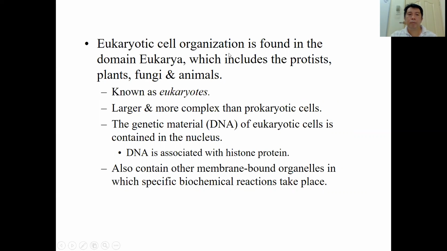Okay, eukaryotic cell organization is found in the domain Eukarya, as you know, which includes the Protista, Plantae, Fungi, and Animalia. All of these organisms are known as eukaryotes. Eukaryote refers to the organism, while eukaryotic cell refers to the cell. These eukaryotic cells are larger, as we already compared with the prokaryotic cell. They are more complex than the prokaryotic cells because of compartmentalization, the presence of organelles and structures. The genetic material, the DNA of the eukaryotic cells, is enclosed in the nucleus.